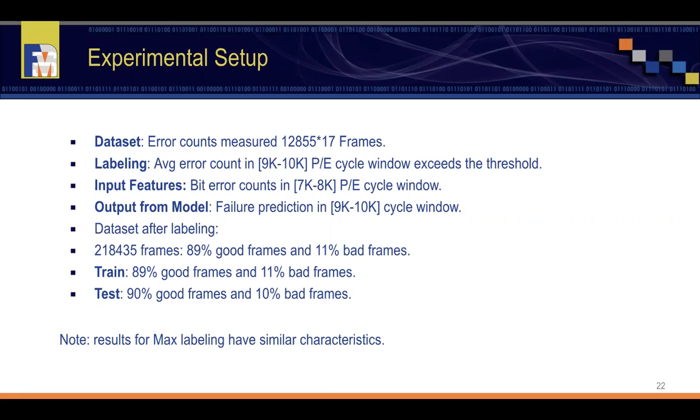We have used the average error count labeling for the fixed window 9K to 10K P cycles, and the input features are the error counts from P cycle 7 to 8K. Thus, we have 10 input variables and an advance prediction of 1000 P cycles. The expected output from the model is the prediction for the class 9K to 10K. After conducting the labeling, we've observed that the data set has an imbalance ratio of 90% to 10% between the good frames and the bad frames. Similar labeling was conducted for the max error count, and we observe similar characteristics there.